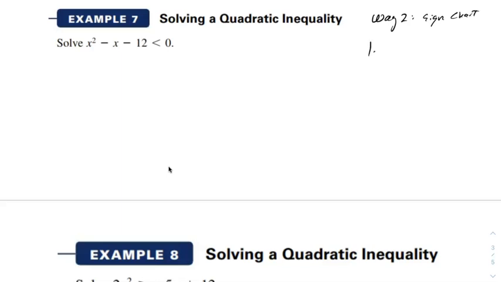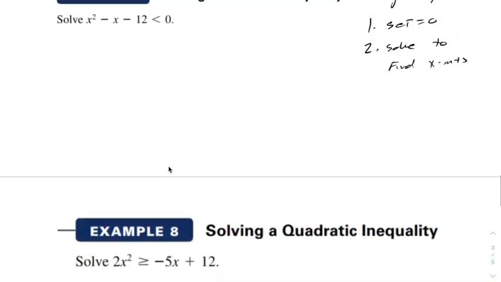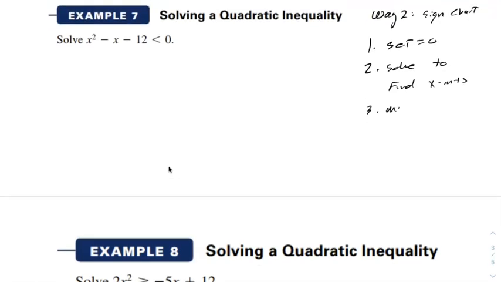So the first steps are still the same. Set equal to 0. Solve to find x-intercepts. On this one, instead of graphing it, we're going to make a sign chart with the x-intercepts. And then we're going to pick points to see if positive or negative to get our answer.